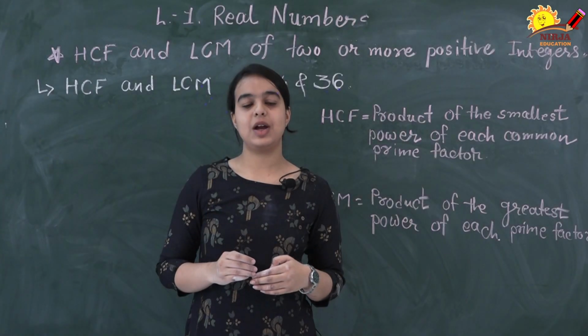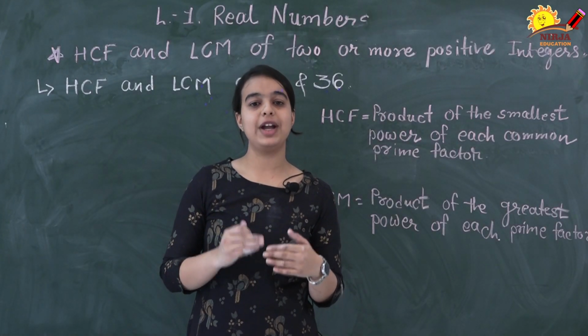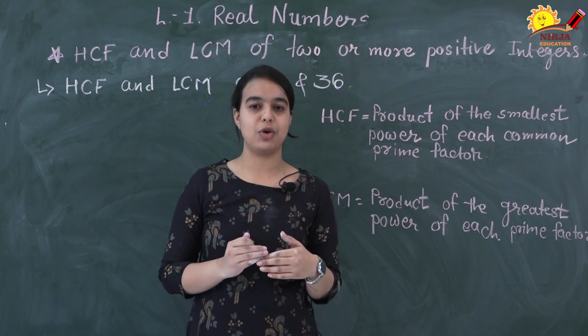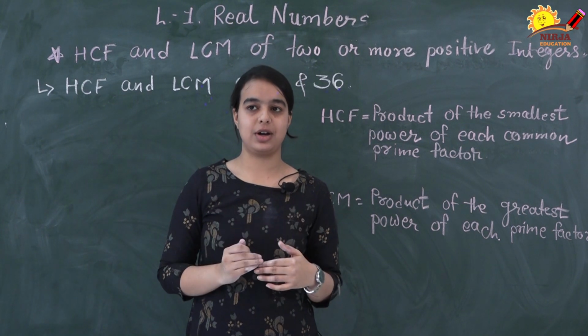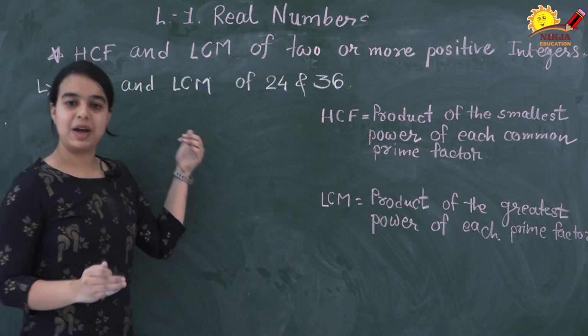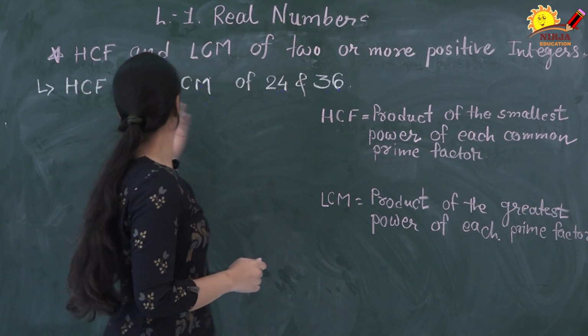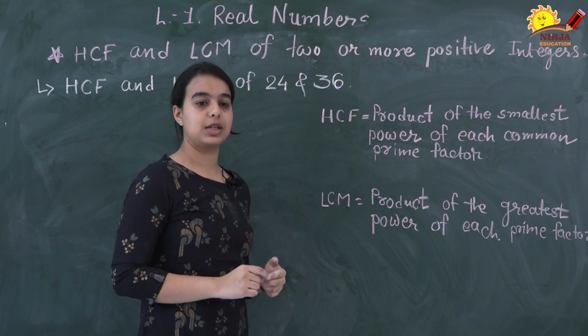So your next and very important method from this topic is how to find the HCF and LCM of two or more integers by using the prime factorization method. Let's see this by one example. Find the HCF and LCM of 24 and 36.